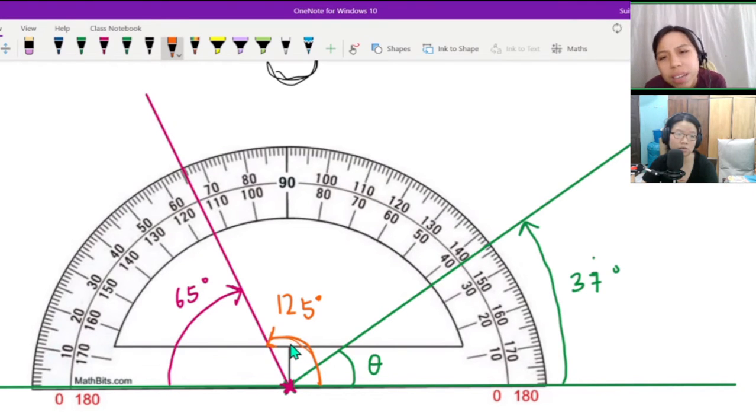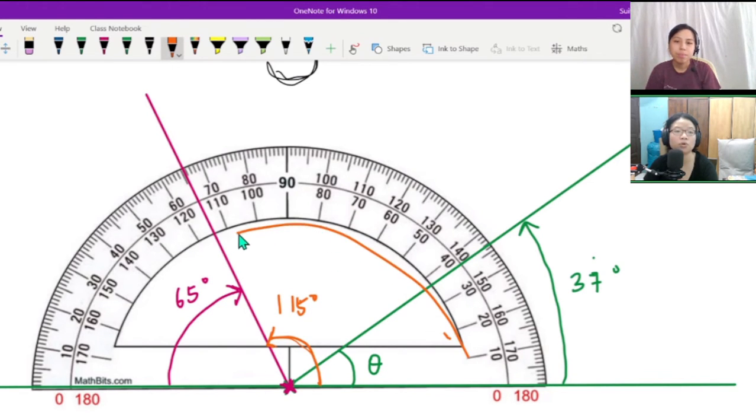Looks about 115. Okay, so you're reading from here all the way to here. 115. Okay. Then the 37 degree on the right side, we read the inner scale. So this one is from here to here. If let's say you want to read 37, you are reading from here to here.